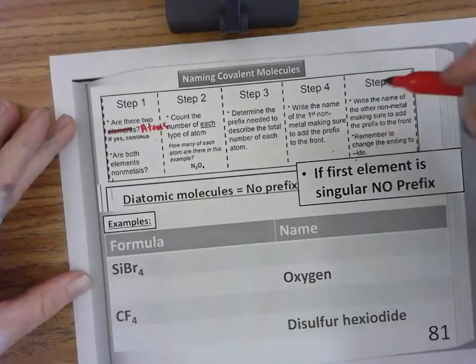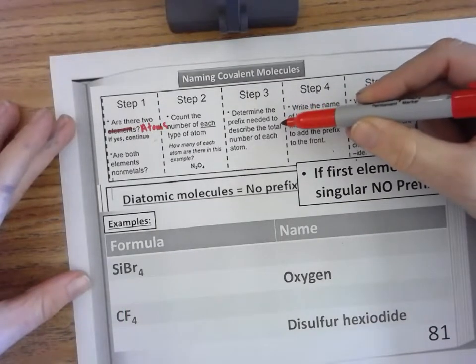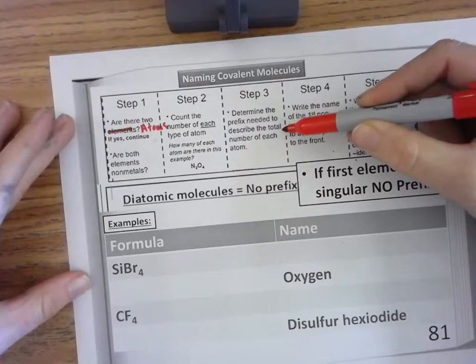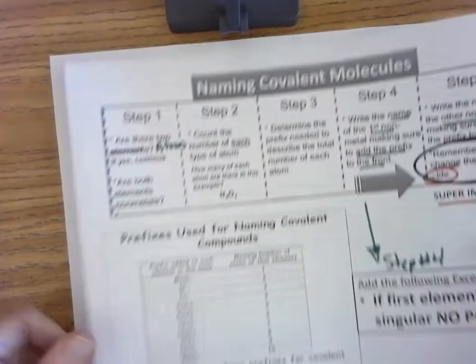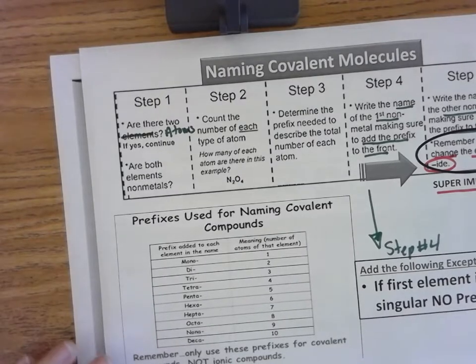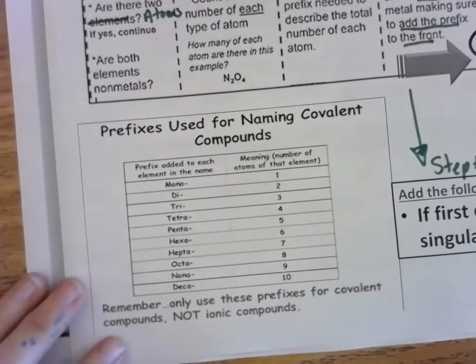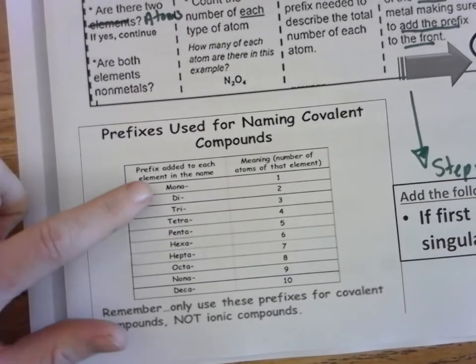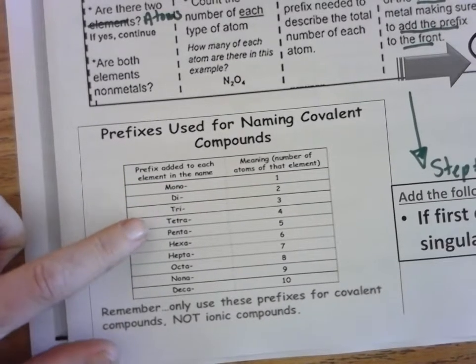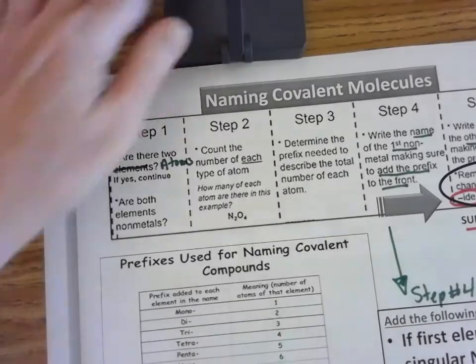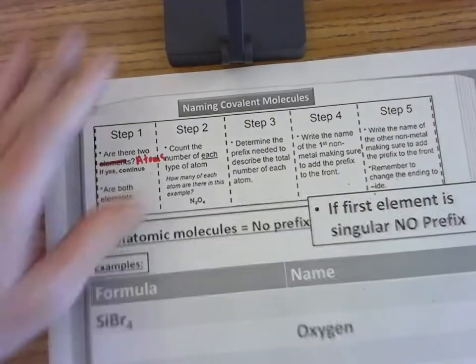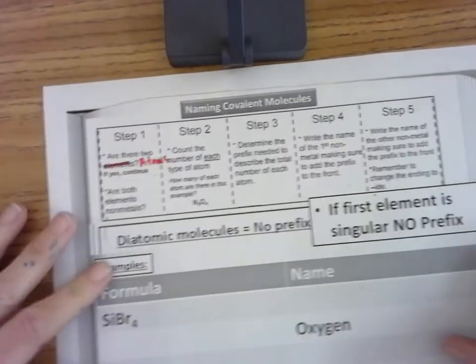We're going to determine the prefix needed to describe the total number of each atom. My prefix is right here. Mono is 1, and tetra is 4. Step 4, write the name.